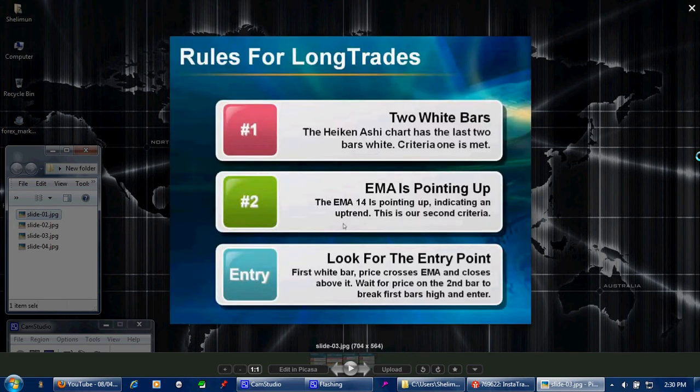Basically, the rules are for the long trade, the buy trade. The Heiken Ashi chart has the last two bars in white, and then the EMA 14 is pointing upwards, indicating an uptrend. And the way you enter is the first white bar price crosses EMA and closes above it, and then we wait for the price on the second bar to break that first bar's highs, and you enter right after that.